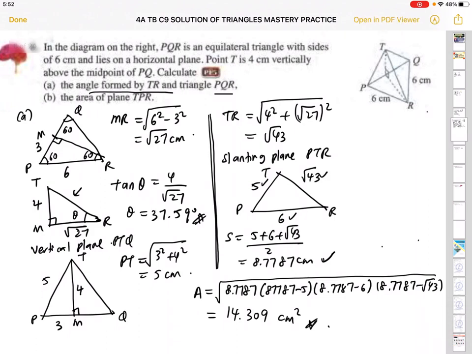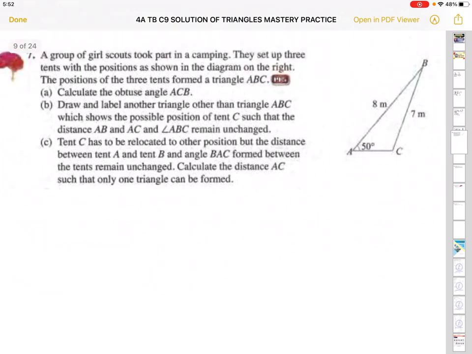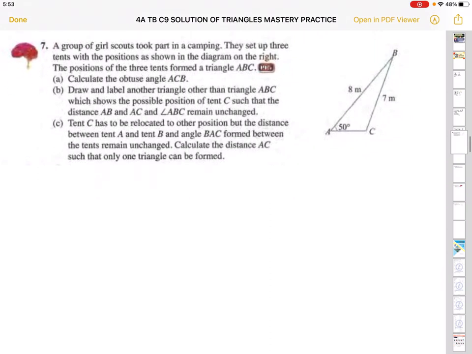Okay, number 7. I need to zoom this out. Not enough space. All right, a group of Girl Scouts took part in camping, right? So they set up the 3 positions given. You want to find the obtuse angle ACB. They already mentioned ACB is obtuse, so we can use the sine rule. Sine of angle ACB divided by 8 equals sine 50 divided by 7.